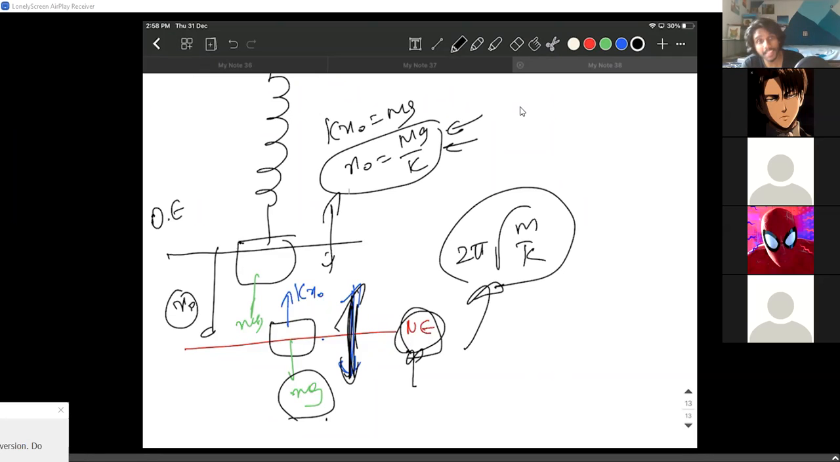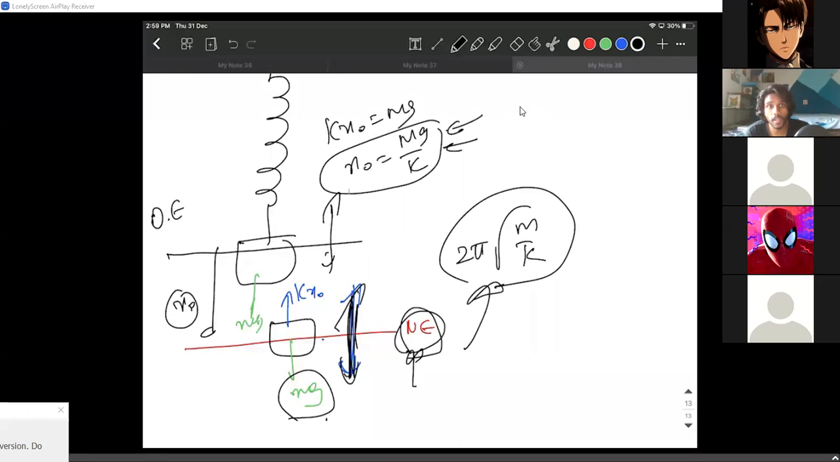So just because there is gravity existing, or just because there is an external constant force existing, the time period of a spring block system does not change. And this is the reason why they use springs in watches, for maintaining a constant time period. It is not affected by gravity. It is not affected by any external force. The time period always stays the same.